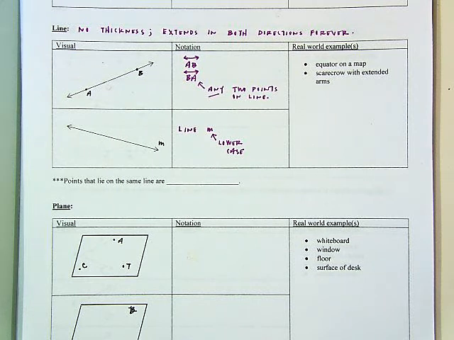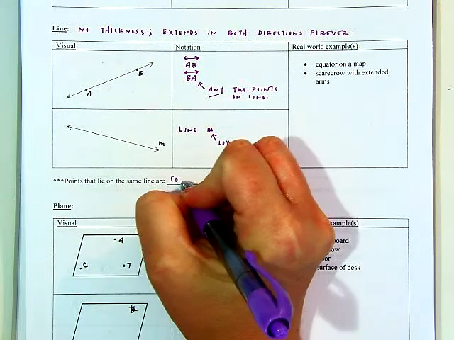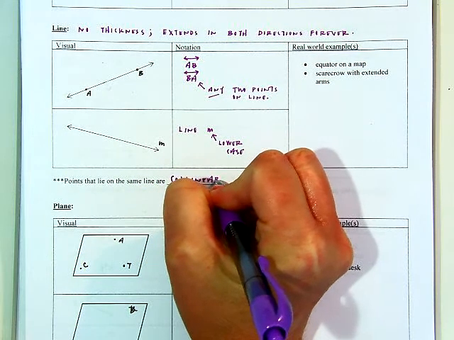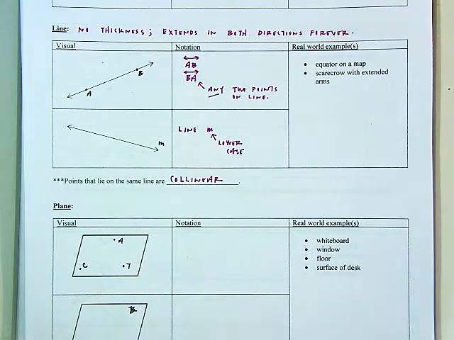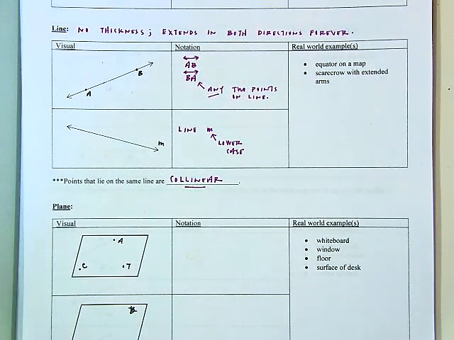Okay, and then any points that are on the same line, on the same straight pathway, are collinear. What's really helpful about that is that it has the word line embedded within it. So any points that are on a straight pathway on the same line are collinear points. Could be 2 points, could be 10 points, could be 25. Any points on the same line are collinear.